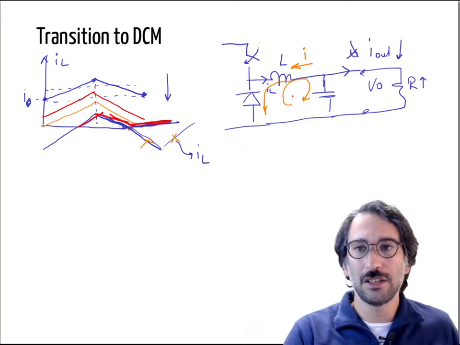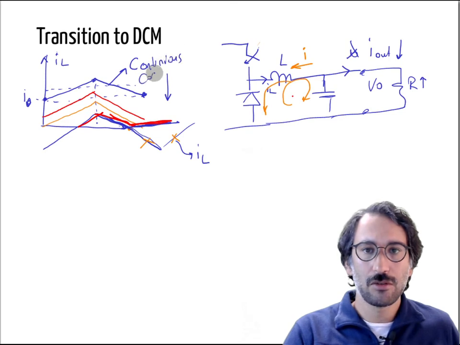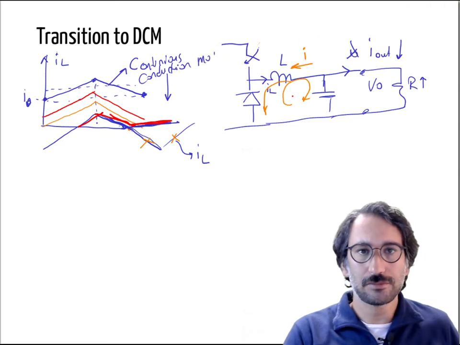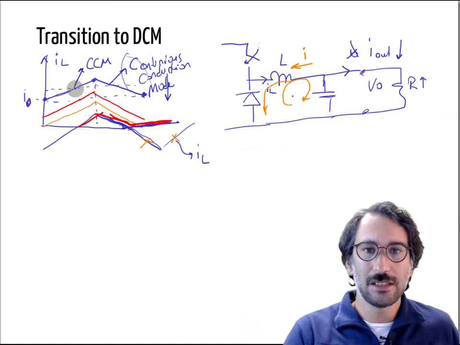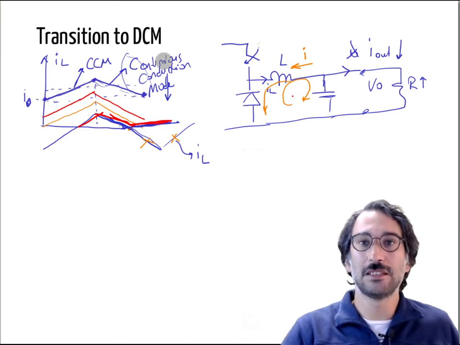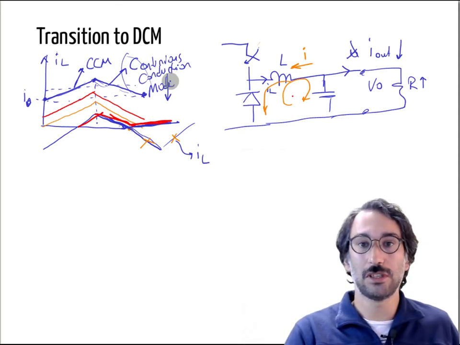So this is called, maybe you can remember it from the previous week, the first one is called continuous conduction mode, or CCM in short, where the current in the inductor for this topology is always positive, so it doesn't stop conducting, so it is continuous conduction mode.